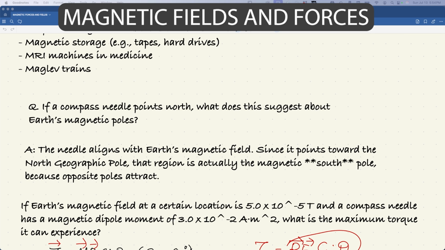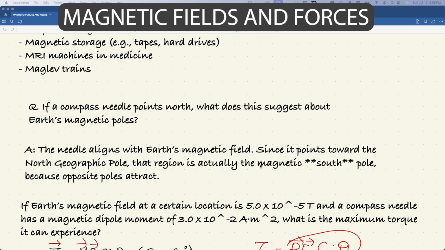So this question I've already answered. If a compass needle points north, what does this suggest about the Earth's magnetic poles? The compass needle aligns with the Earth's magnetic field. Since it points towards the north geographic pole, that region is actually the magnetic South Pole, because opposite poles attract.